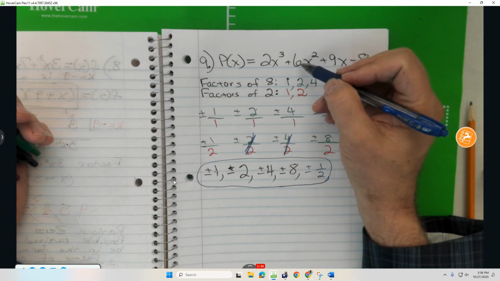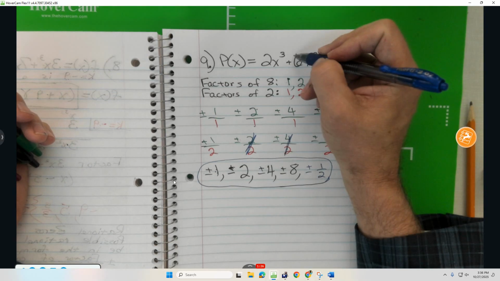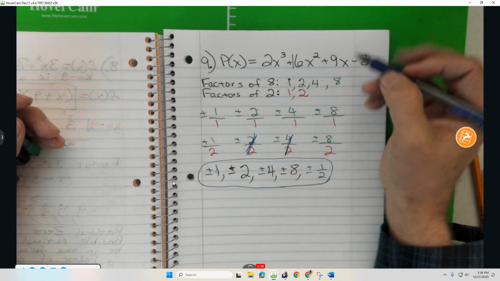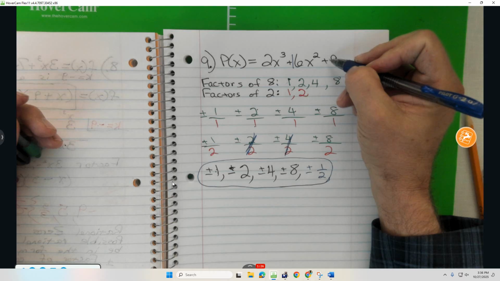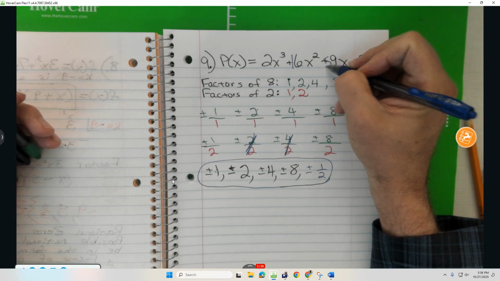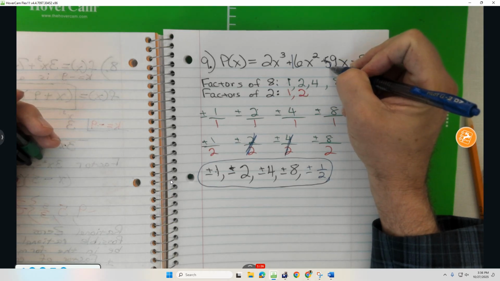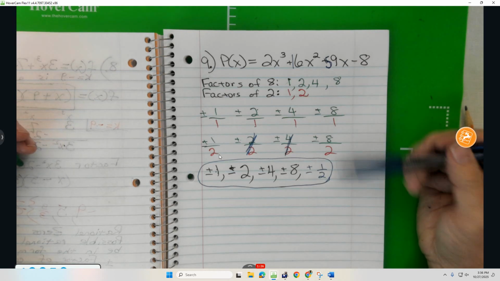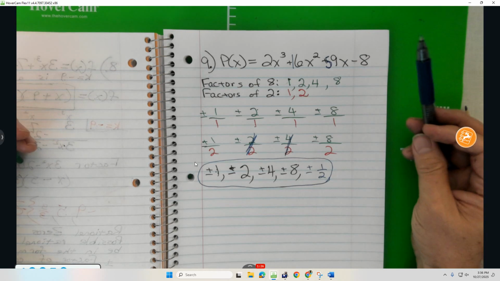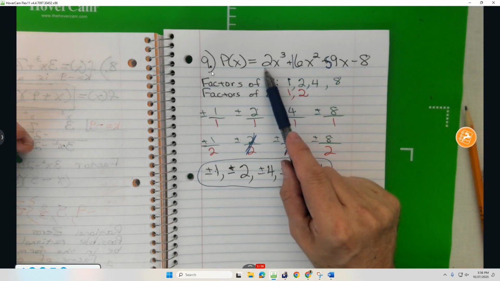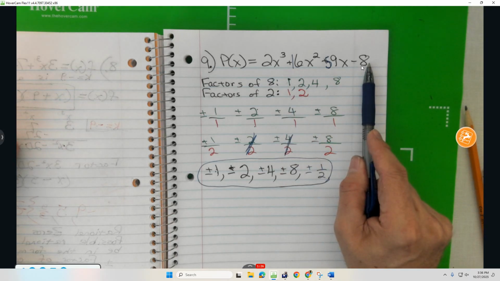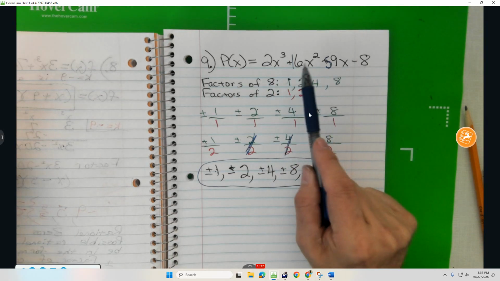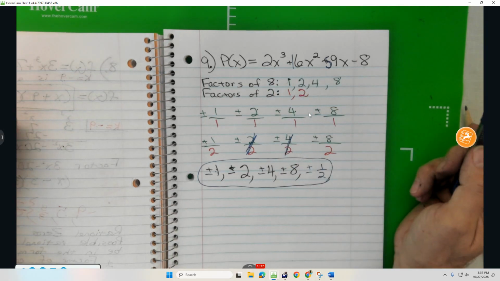I'm going to change that 6x squared to a 16x squared, and I'm going to change that 9x to a 59x. How will this work change? Finding the possible zeros. You're right. Nothing changes. The only numbers you're using are that last one and the first one. Those middle terms have no role in determining possible rational zeros.